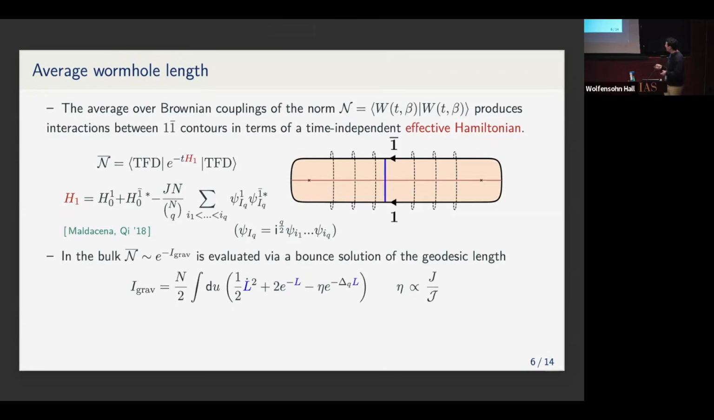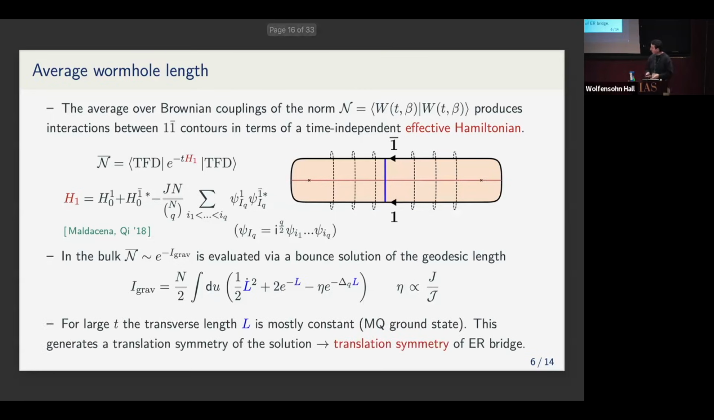So in particular, in the bulk theory, we are now trying to evaluate this average norm, this quantity in the bulk theory. This is evaluated via a bound solution of the geodesic length between the two replicas. So this is essentially the low energy effective action that Ahmed described in his talk very nicely. And so I won't go into much detail, just to mention that because of the fermion interaction, there's this additional term in the potential, and this makes the potential contain bound states, as Ahmed was describing. Okay?